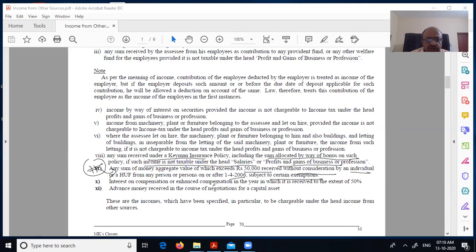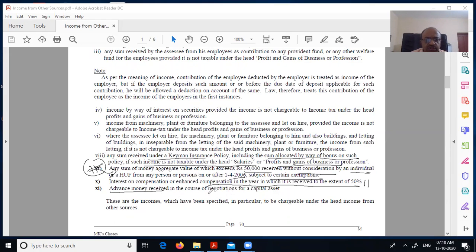Interest on compensation or enhanced compensation. The enhanced compensation received, 50% of it will be taxable. There is no other thing. Straight away, 50% is taxable. Then we also discussed advance money. The way it is treated now is very different.